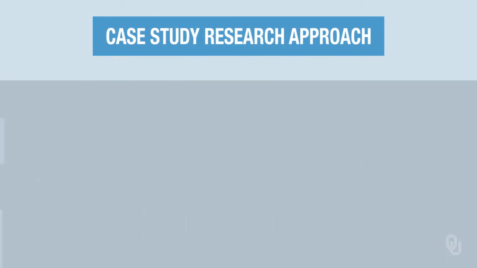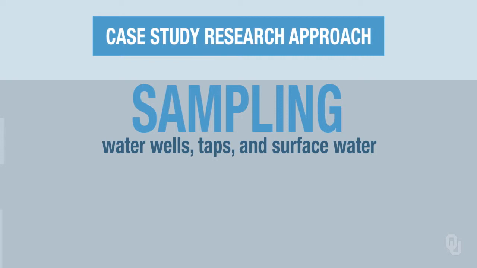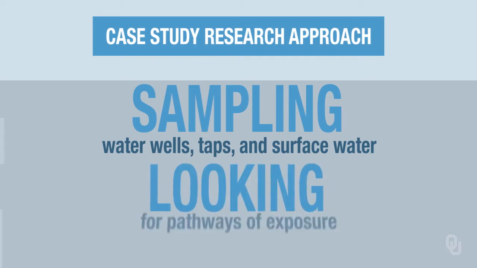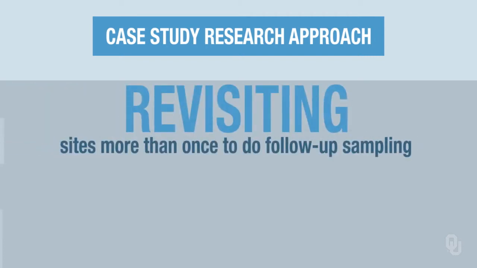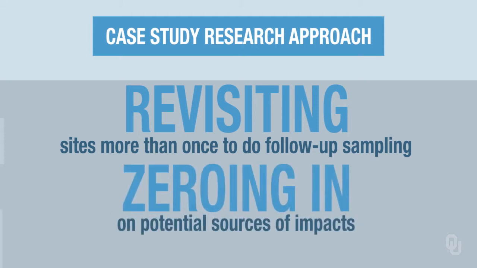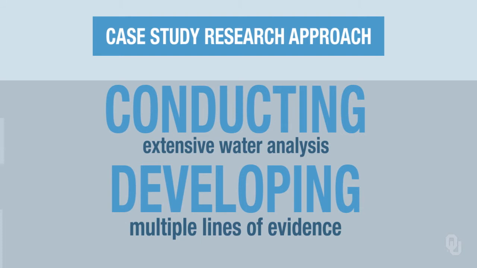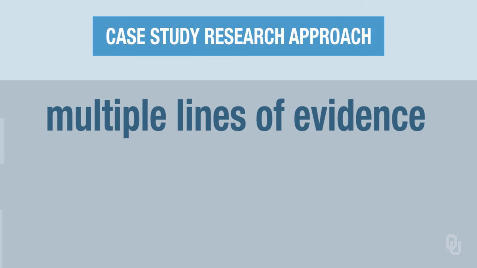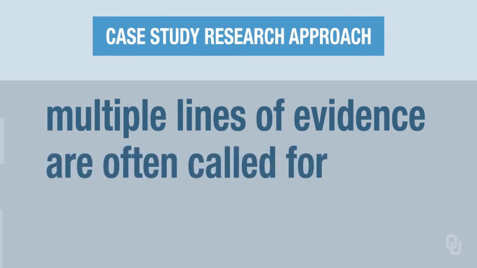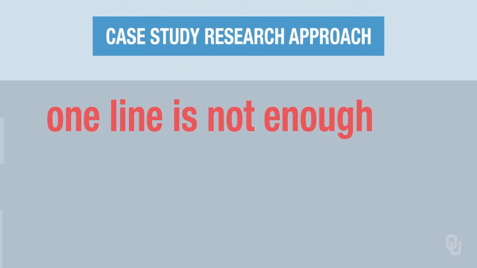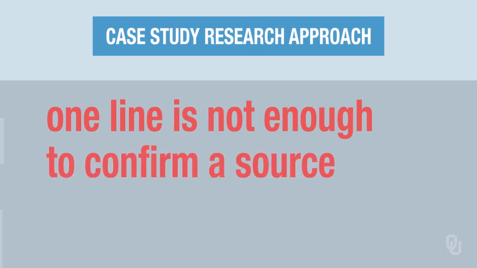This involves conducting sampling of water, wells, tap, surface water, looking for pathways of exposure, revisiting sites more than once to do follow-up sampling, zeroing in on potential sources of impacts, conducting extensive water analysis, and then trying to develop multiple lines of evidence to determine a source of contamination. Multiple lines of evidence are often called for in these situations because one line of evidence typically is not enough to make a confirmation of a source.